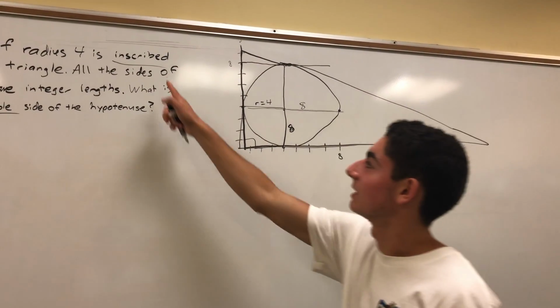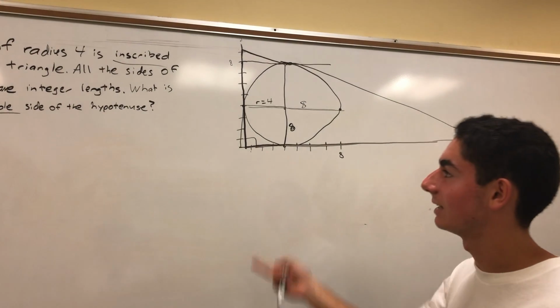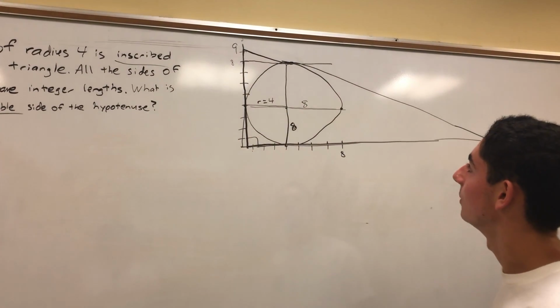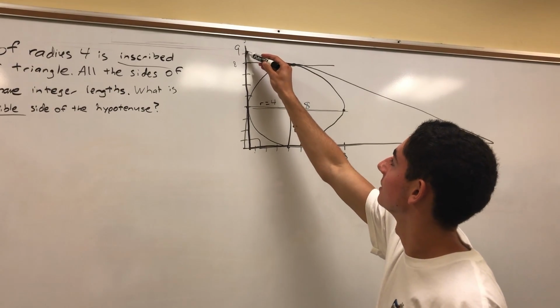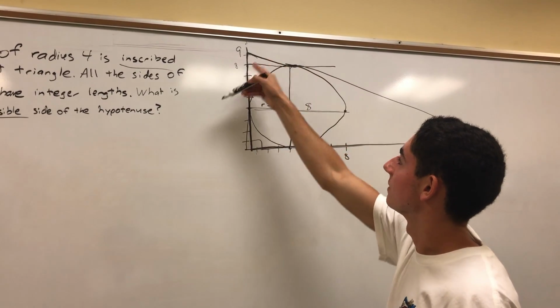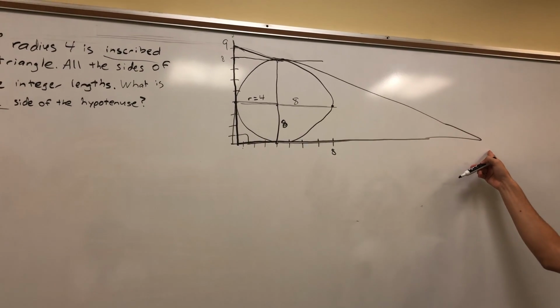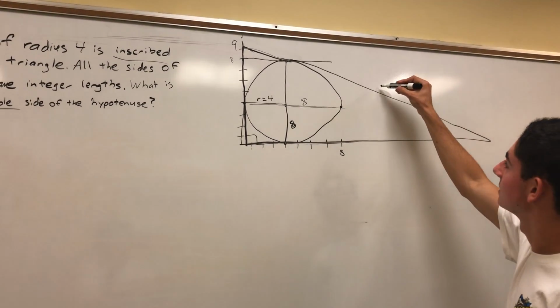So, you know that all the sides are integer lengths, so the next highest integer would be 9. So let's try 9 first. It actually works, right? You can draw a right triangle with one of the sides having a length of 9 all the way to here. So now we just have to find the length of this.